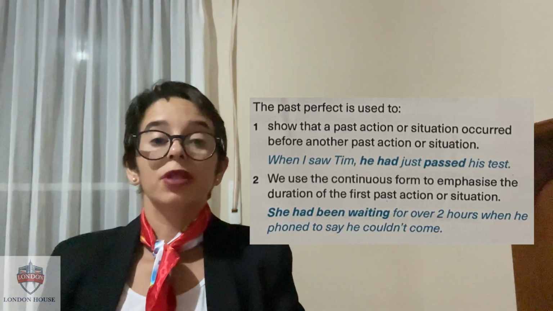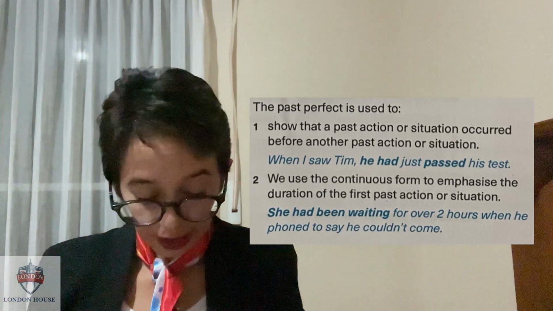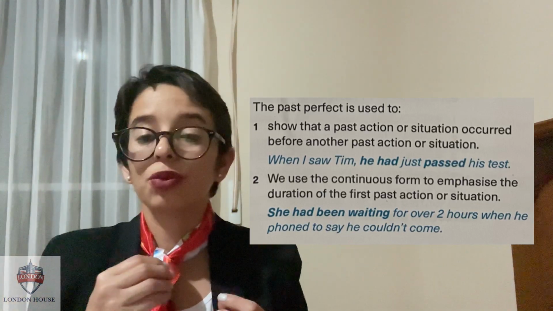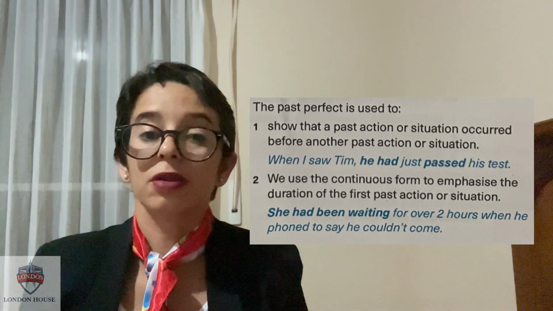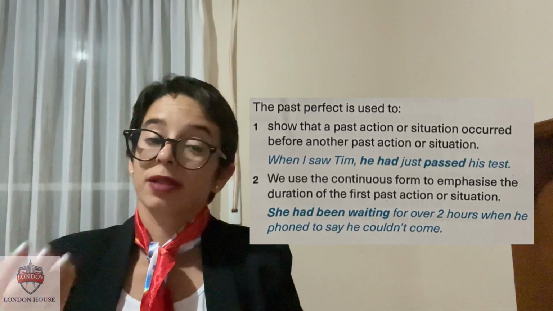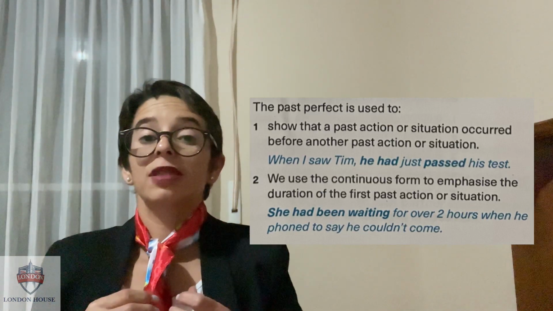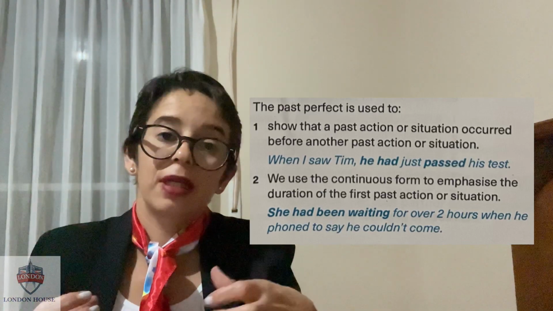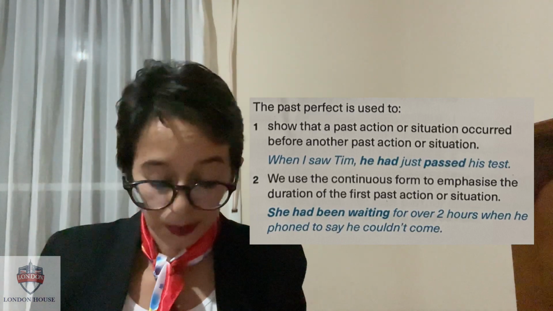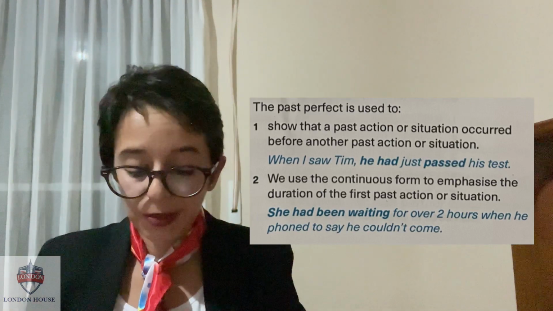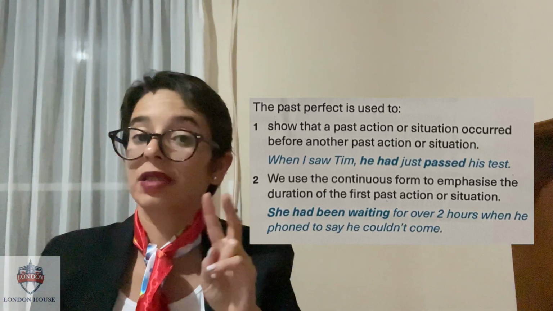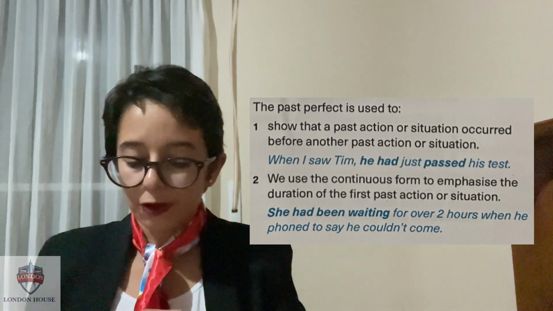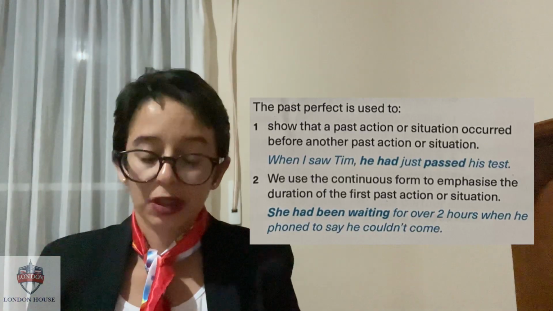And now let's go for the use of past perfect continuous. And it says, we use the continuous form to emphasize the duration of the first past action or situation. Okay, so as I told you before, it is in order to emphasize the time the person had been spending, right? For example, she had been waiting for over two hours, that is the emphasis. So I start again. He had been waiting for over two hours when he phoned to say he couldn't come.